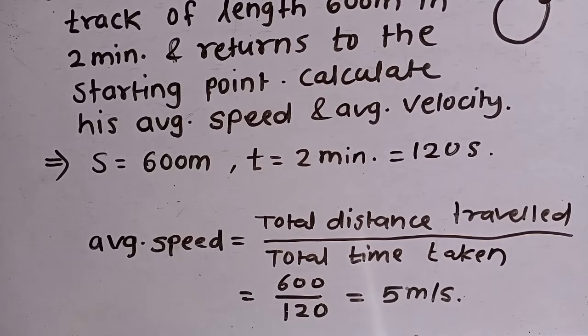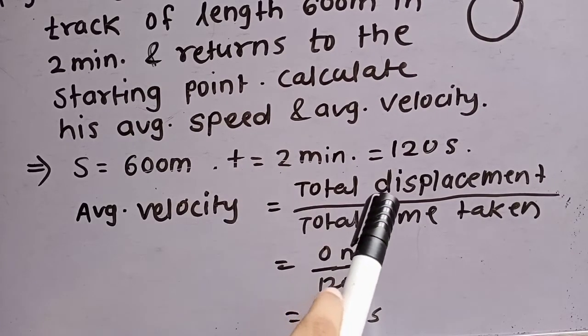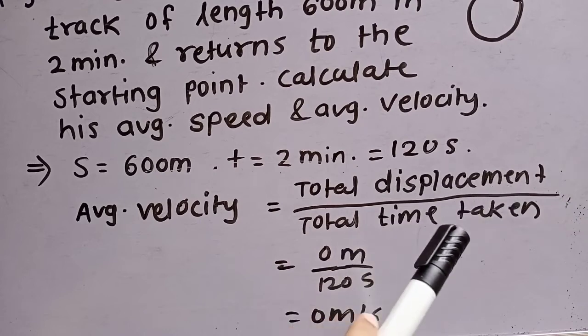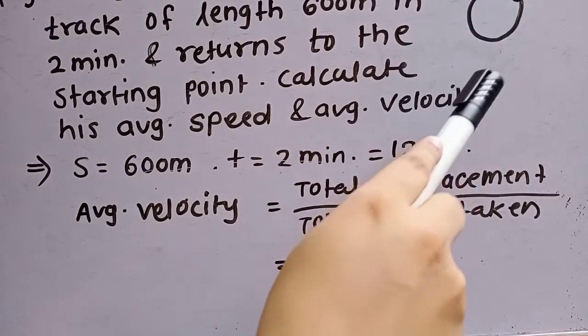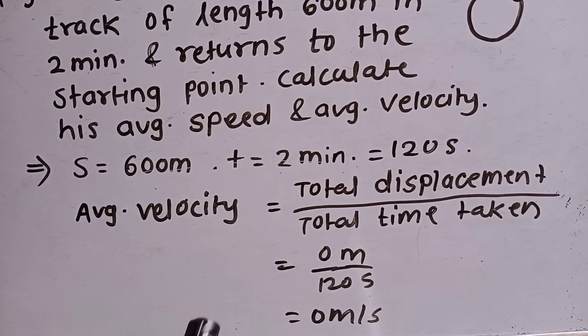And what about velocity? Students, what is the average velocity? As I have told you, total displacement upon total time taken. So what is the displacement in this case? Displacement will be 0. So 0 upon 120 means the answer is 0. So the speed is 5 meter per second and the velocity is 0 meter per second. Are you getting me, class? You have to write the statements for both the answers.